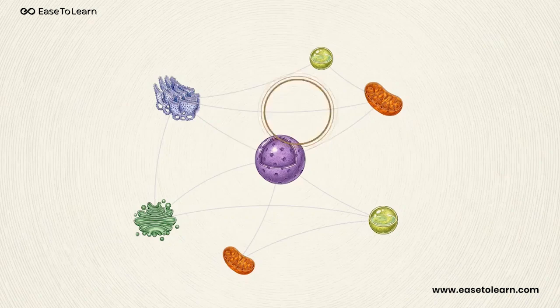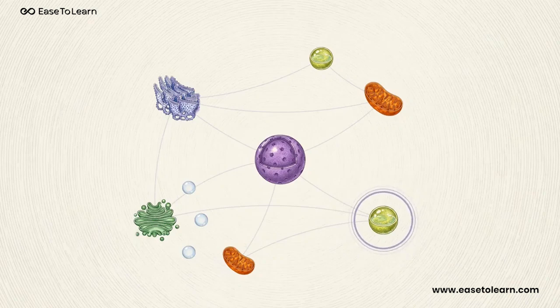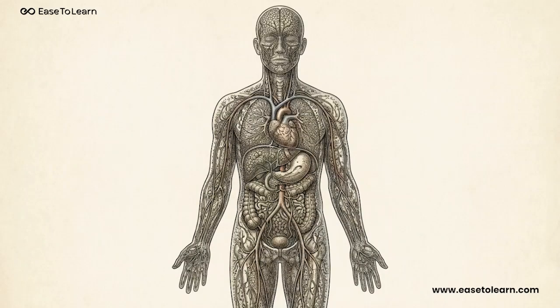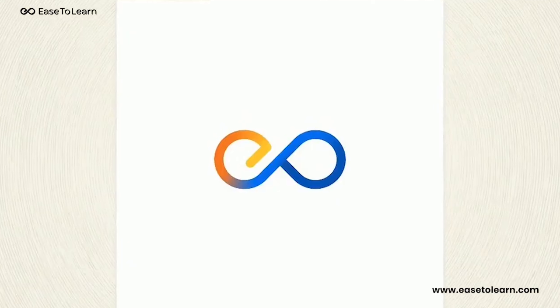Let's review what we've learned with this table. The nucleus acts as the control center. The mitochondria produce the energy. The ER transports and synthesizes materials, while the Golgi apparatus packages them for shipping, and the lysosomes handle digestion and waste disposal. Your entire body is a coordinated network of trillions of these microscopic, self-contained cities, all working continuously to keep you alive.